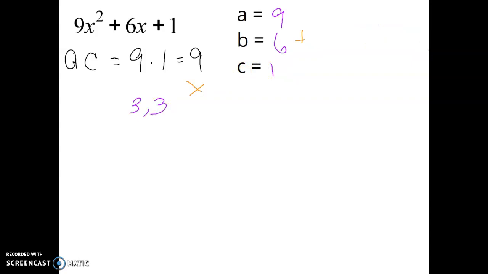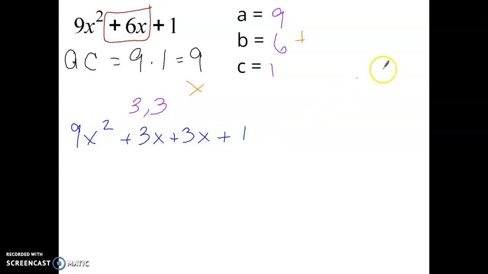So now we're going to replace this term in the middle. Always replace B. So A stays the same. B is going to change to use those two numbers we just found. And C stays the same. Okay, let's cut this in half. Factor out the GCF of both sides.